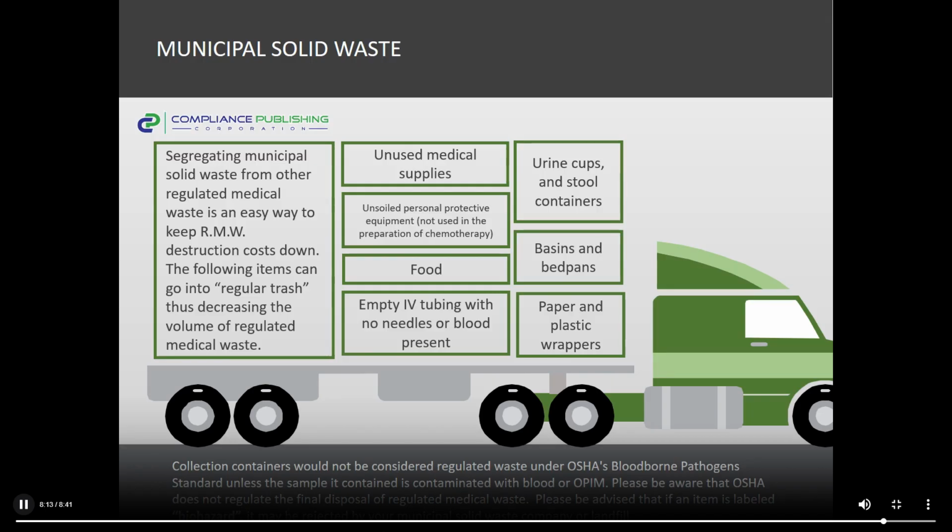Sorting and placing regulated medical waste into an appropriate approved container reduces risks to others. However, waste that isn't contaminated or hazardous should always be placed in a municipal solid waste container to reduce disposal costs.